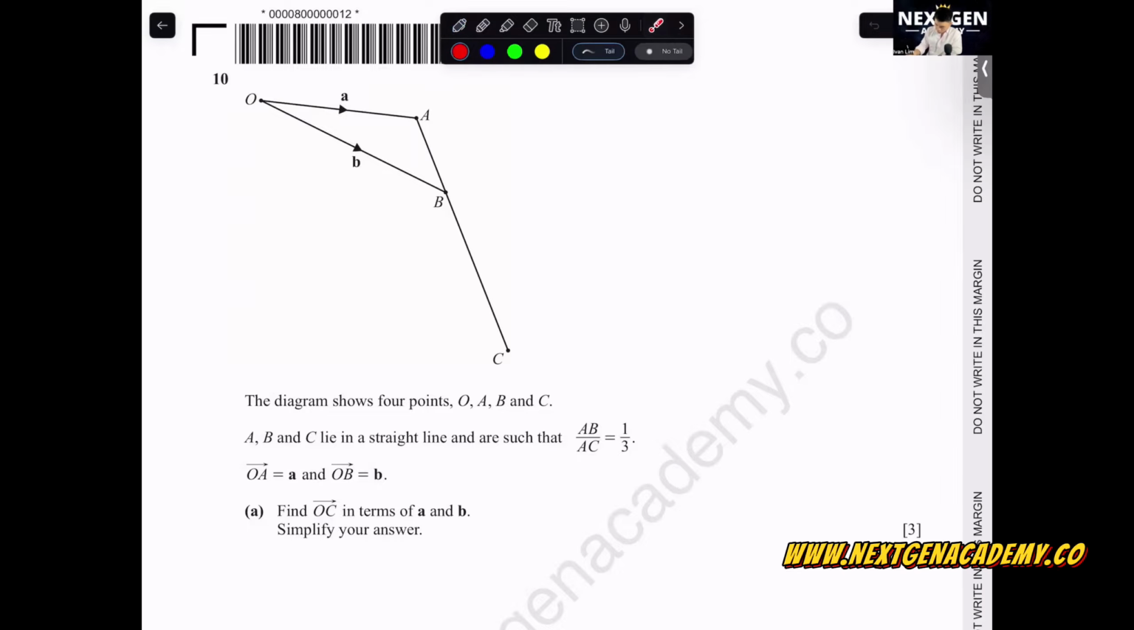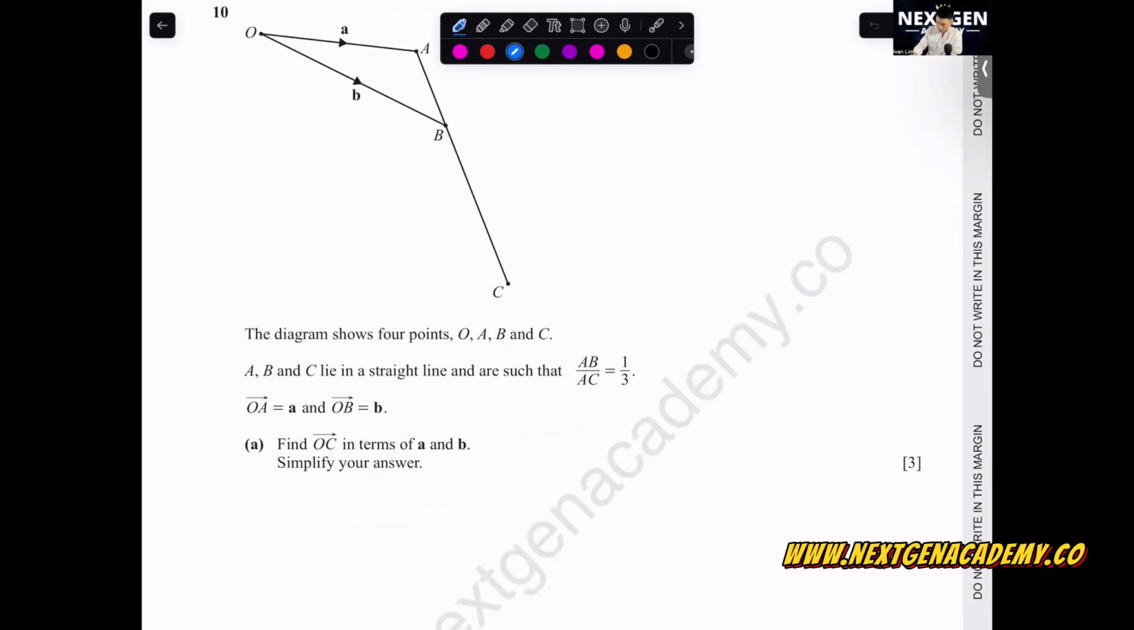With what they give us here, because we can find AC, can we use OC equals OA plus AC? So I'm going to find what AC is first. AB over AC equals 1 over 3. Cross multiply, 3AB equals AC.